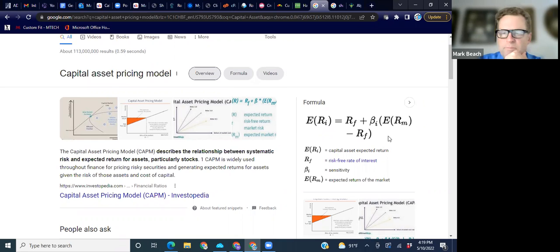We could run an example, but I'm not going to try, because that involves a lot of math. The idea here is that you just want to understand that the CAPM model describes the relationship between risk and the expected return for assets. Any thoughts or questions there?